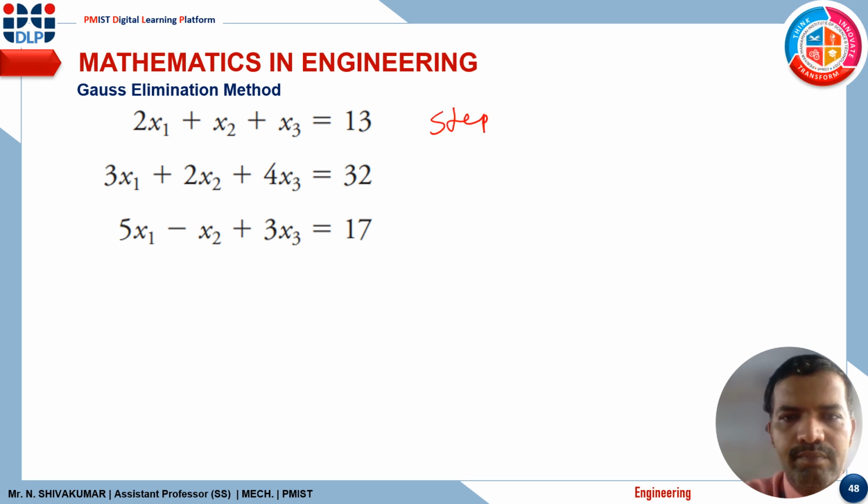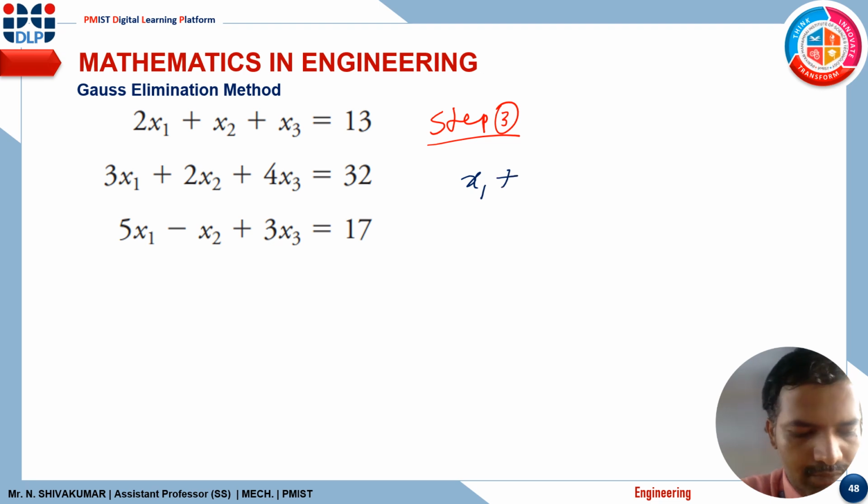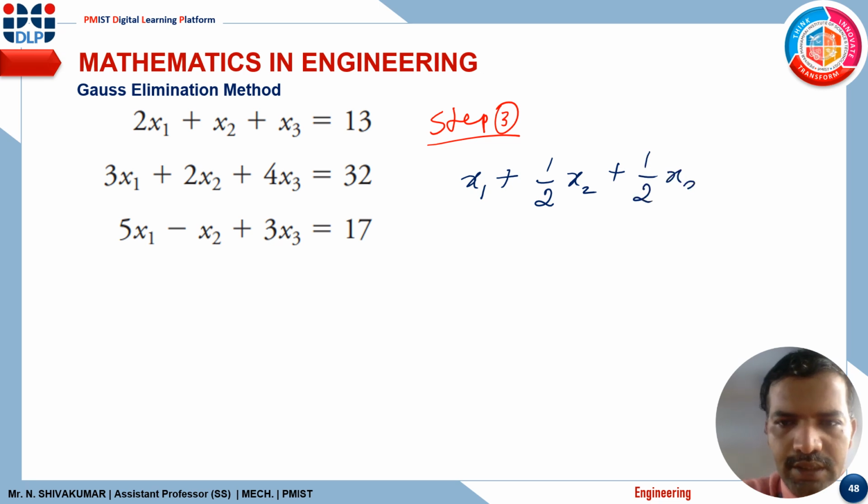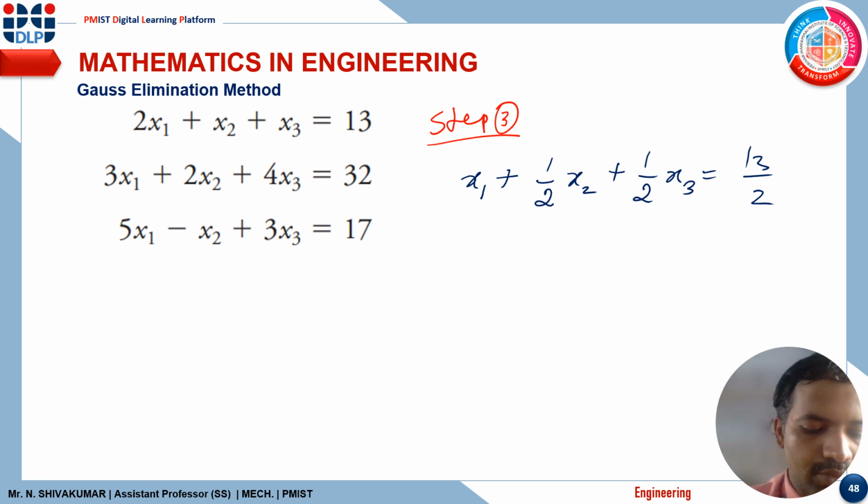So what is step 3? In step 1, if you carefully note down the equation, that is x1 plus 1 by 2 x2 plus 1 by 2 x3 equal to 13 by 2. So this is the modified equation for equation 1, available in step 1. Now take that equation. We have to now focus on the third equation.